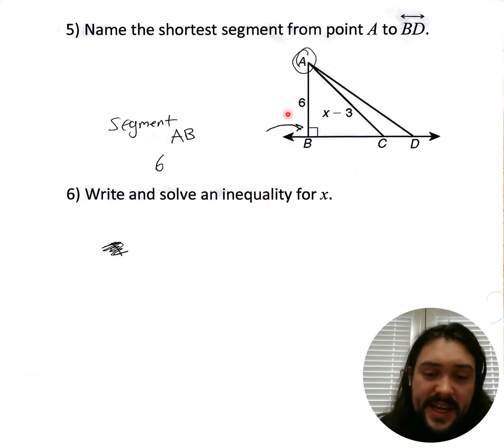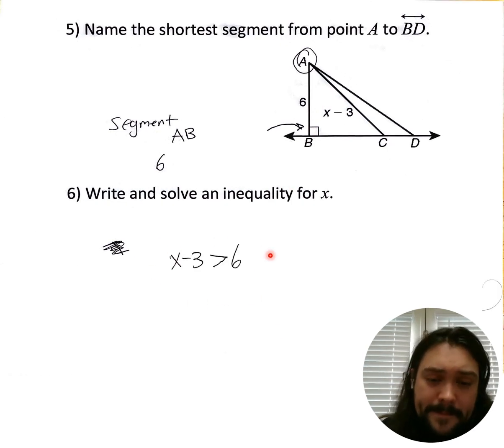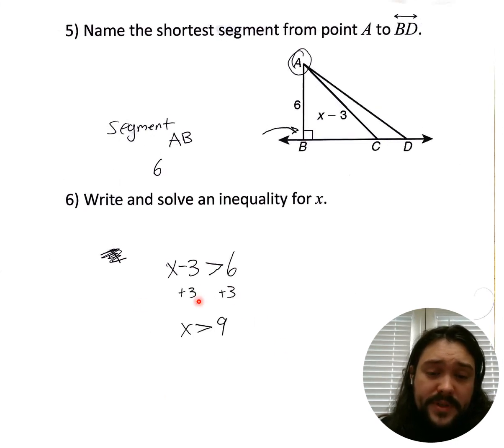So I'm going to say 6 has to be less than x minus 3, or x minus 3 has to be greater than 6. So again, I would just solve for x by adding 3 to both sides. Right, so we get x has to be greater than 9. Okay.